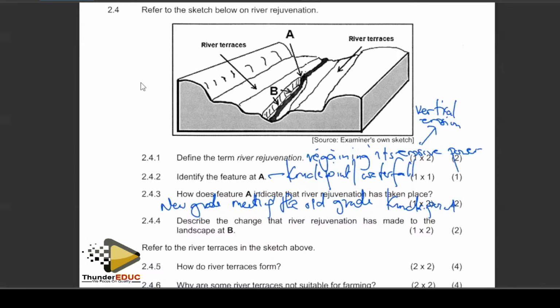Right, describe the change that the river rejuvenation has made to the landscape at B. What has happened at B there? How has it impacted on the nature of the landscape at B? Right, you are seeing that a valley in valley has developed. We have a new valley within the old valley.